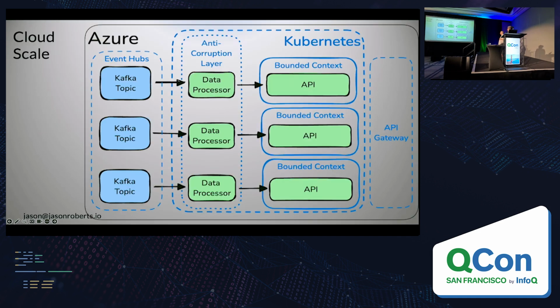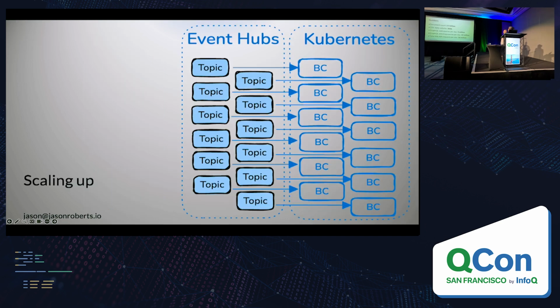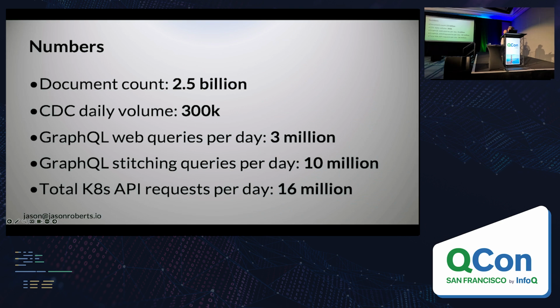So how do we achieve scaling? We have horizontal scaling through K8s, and we have resilient messaging with Kafka and event hubs. We can scale the topics via partitions to accommodate any kind of change volume that we have, and the same with the data processors. In theory, we can scale up and up as much as we need. Not just theory, we have.